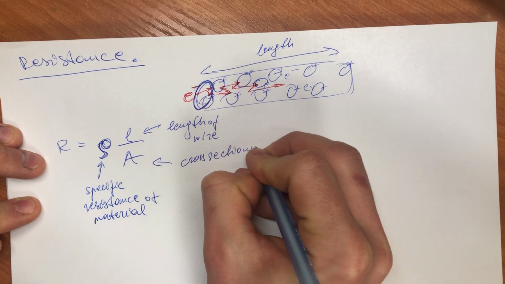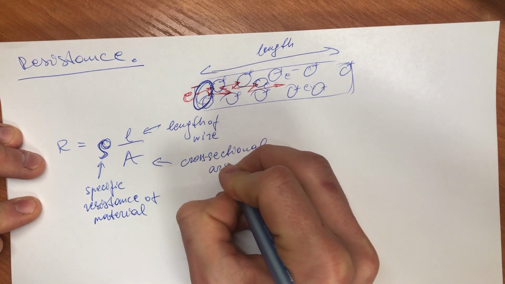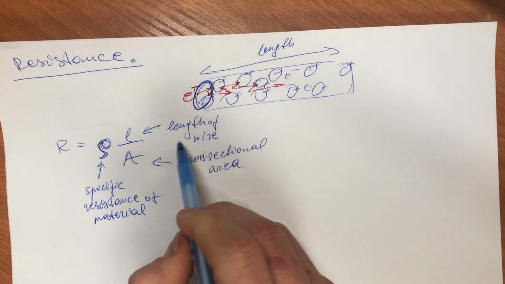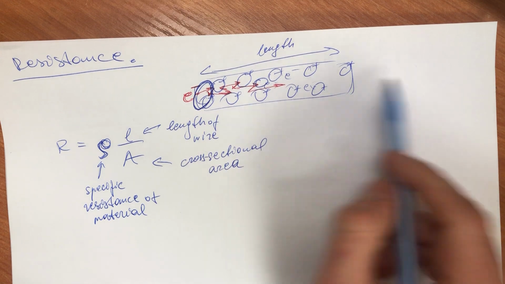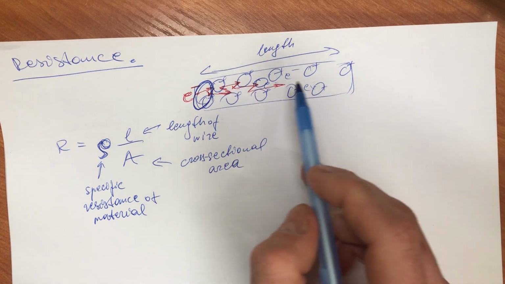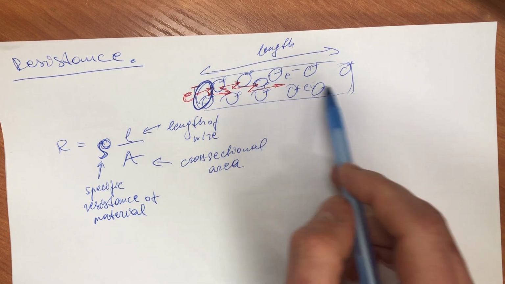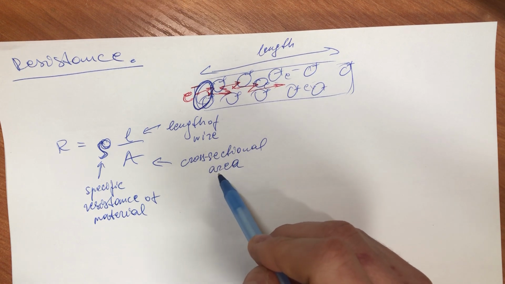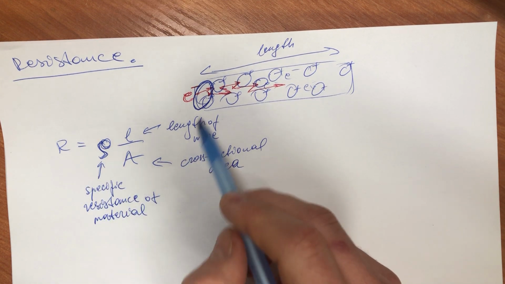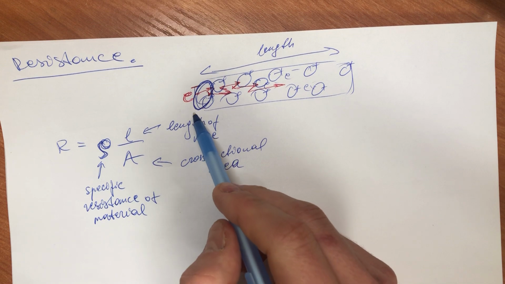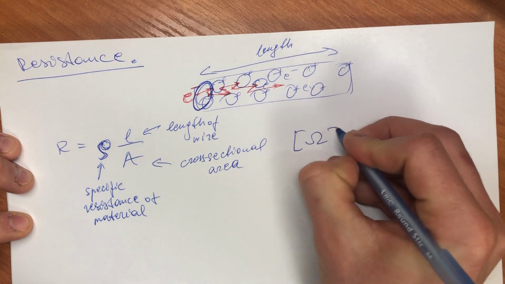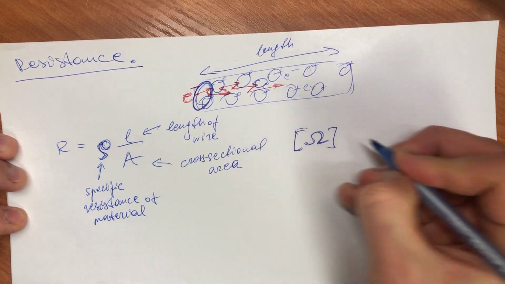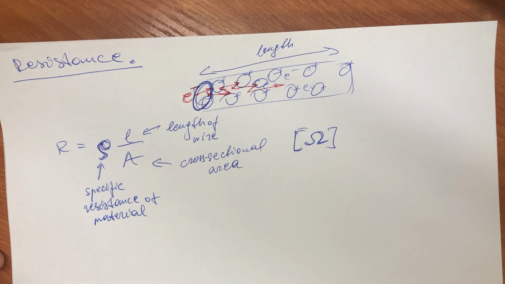Cross-sectional area. So you see that when the length of the wire increases, the resistance increases because electrons have to collide with more of these atoms, and when cross-sectional area increases, the resistance decreases because there is more space for the electrons to travel. And the units for resistance are ohms.